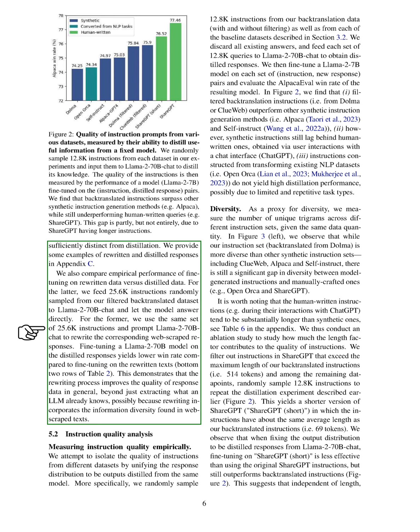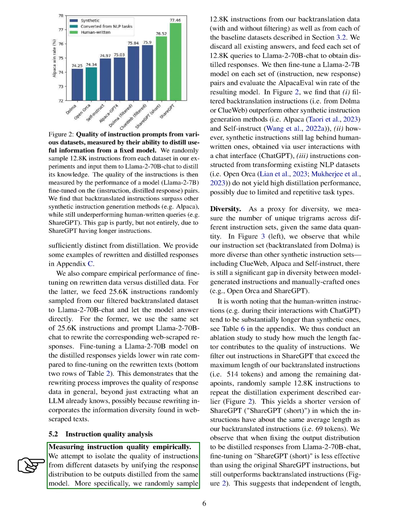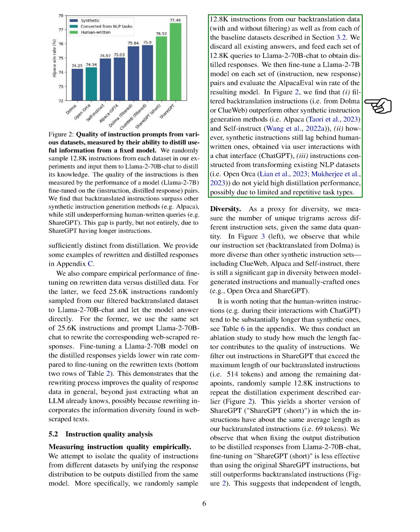Section: Measuring instruction quality empirically. In this section, we aim to evaluate the quality of instructions from various datasets by standardizing the response distribution to outputs generated by the same model. Specifically, we randomly select 12,800 instructions from our back translation data, both filtered and unfiltered, as well as from each baseline dataset mentioned earlier. We discard all existing answers and input each set of 12,800 queries into the Llama 2 70B chat model to generate new responses.